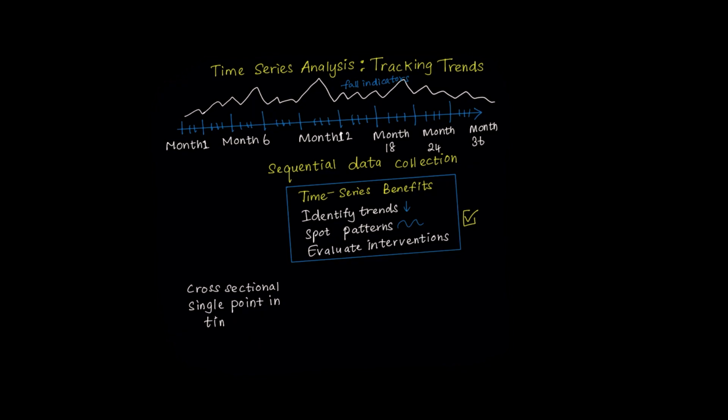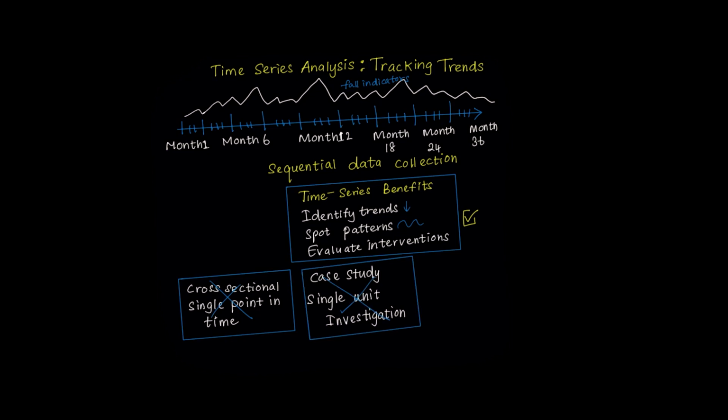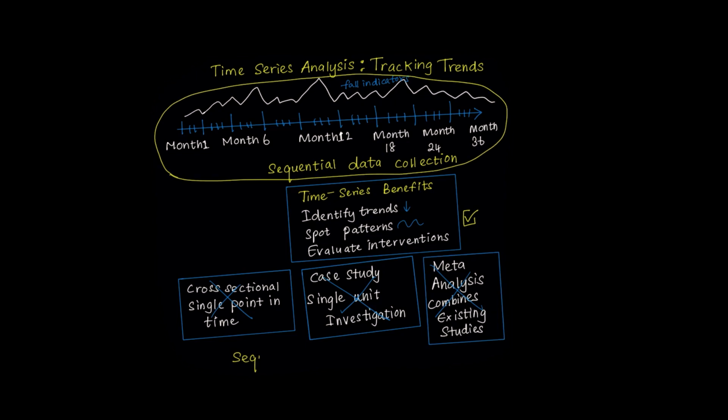Cross-sectional studies are completely different, capturing data at just one specific point in time for a snapshot, not tracking changes. Case studies provide deep investigation of a single unit or situation rather than systematic measurements over time. Meta-analysis systematically combines results from multiple completed studies rather than collecting new sequential data. Time series analysis is particularly valuable in healthcare for monitoring quality indicators, tracking infection rates, and evaluating the sustained impact of improvement initiatives.